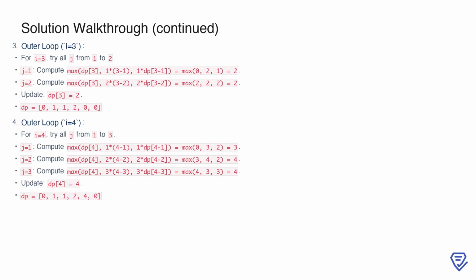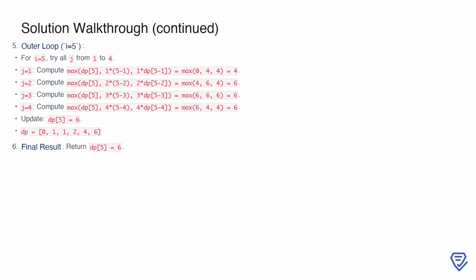Therefore, dp[4] is updated to 4, and the dp array is updated to [0, 1, 1, 2, 4, 0]. This process ensures that dp[i] always holds the maximum product for the integer i. Now, for i equals 5, we iterate over j from 1 to 4 to evaluate all possible splits.